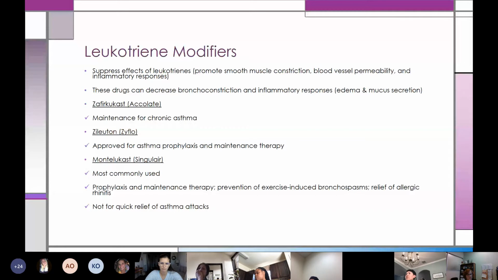Now, beta blockers may inhibit the action of this med. Why is that? Why do you think that this may stop this medication? What's a beta blocker do?